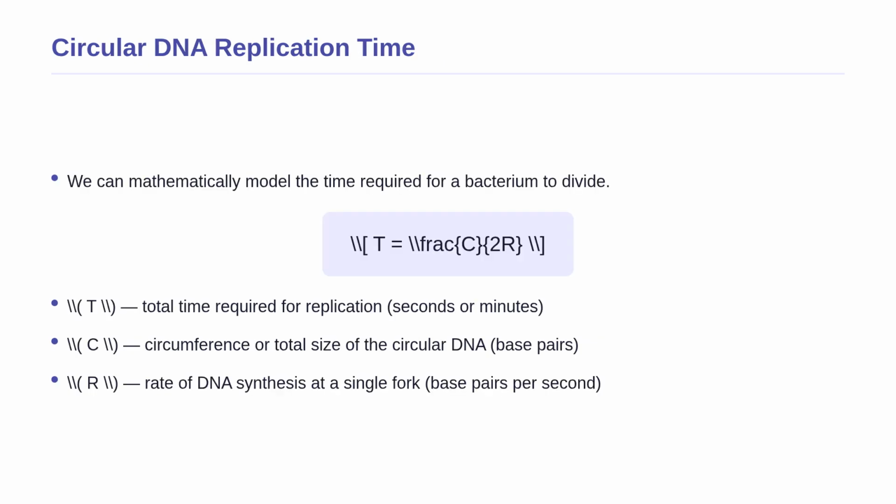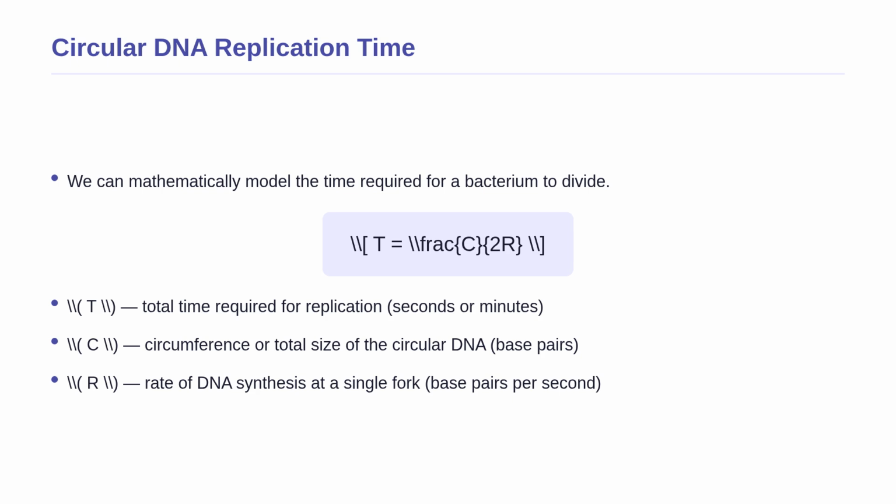Now that we understand the biological mechanism, let us look at how we can mathematically model the speed of this process. The formula shown here calculates the total time required to completely replicate a circular chromosome. In this equation, T represents the total time. C stands for the circumference, which is the total size of the genome measured in base pairs. R represents the rate of DNA synthesis at a single replication fork, measured in base pairs per second.